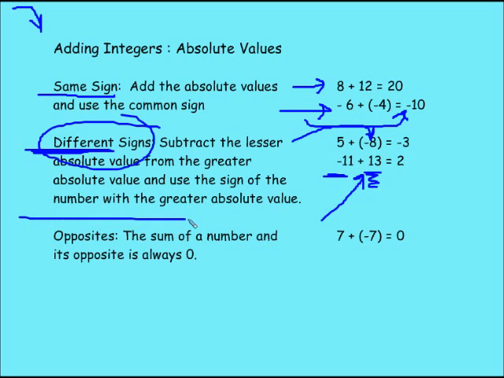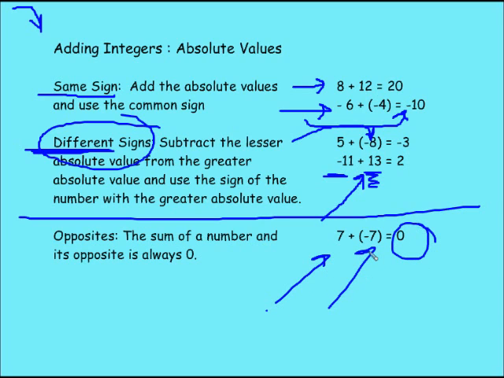Now that's basically the rules for adding. The last rule is talking about opposites. If you ever add two opposites, in this case 7 plus a negative 7, that's always going to give you 0. If you have the same number in a positive and a negative, combining them will give you 0.